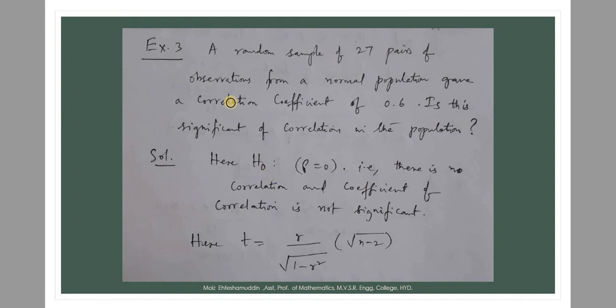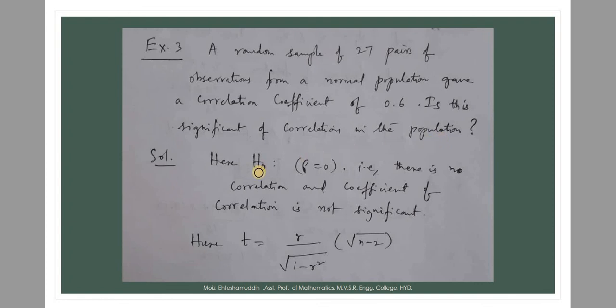Now this third example corresponds to the third case, that is we are checking the significance of the correlation coefficient. Again, as I mentioned earlier, we need to use some t value. The t value is here in this particular case. It is given that there are 27 pairs of observations from a normal population, which gave a correlation coefficient of this much. So can we accept that this correlation coefficient is significant from 27 pairs coming from a normal population? Is this significant of correlation in the population?